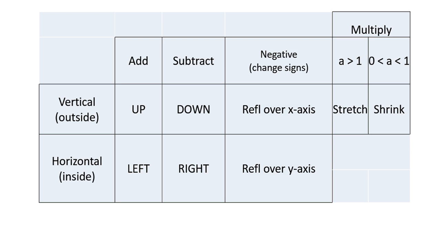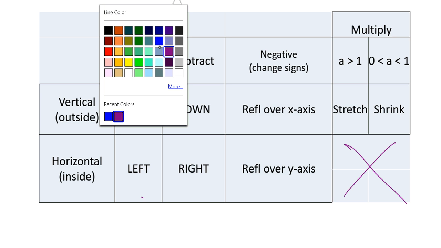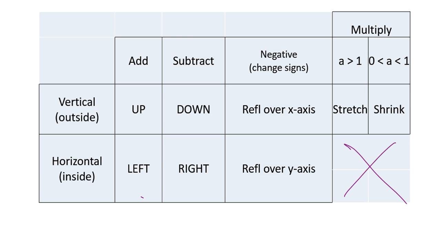Now, I gave you a little cheat sheet. Looks like this. This is just an easy way. Make sure you cross these off. We're taking those out. This is an easy way to determine these changes, these transformations, just by following what's happening here.